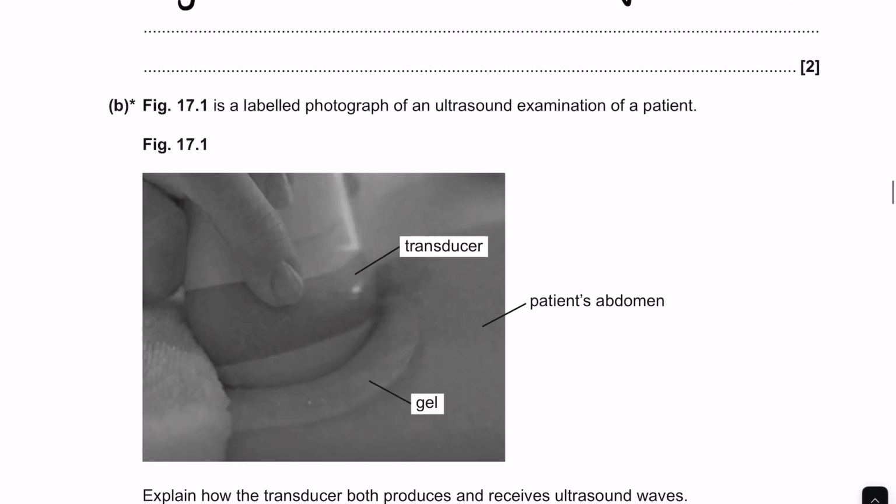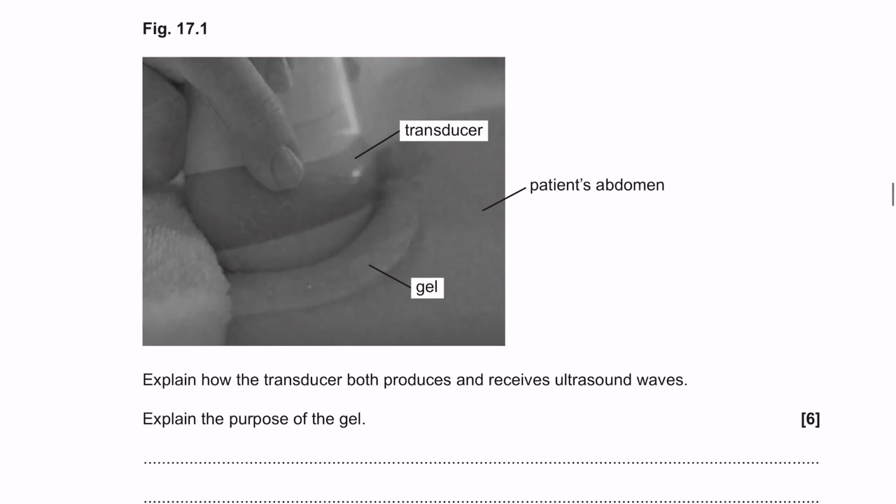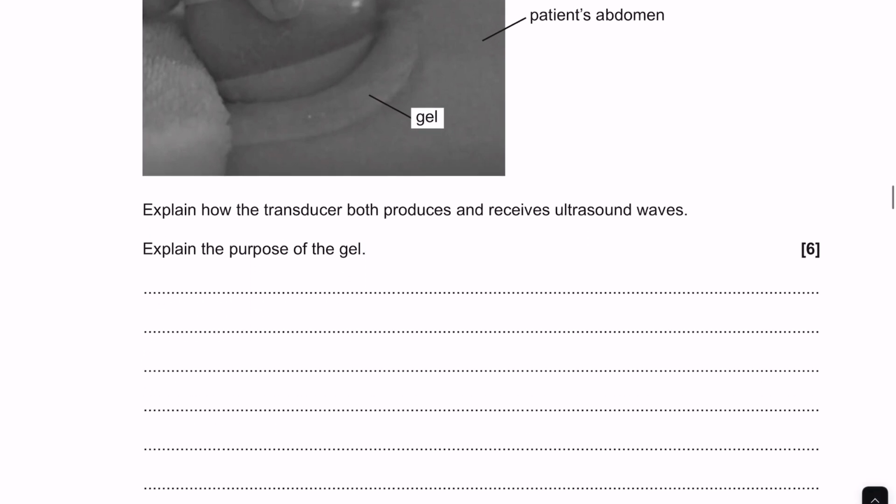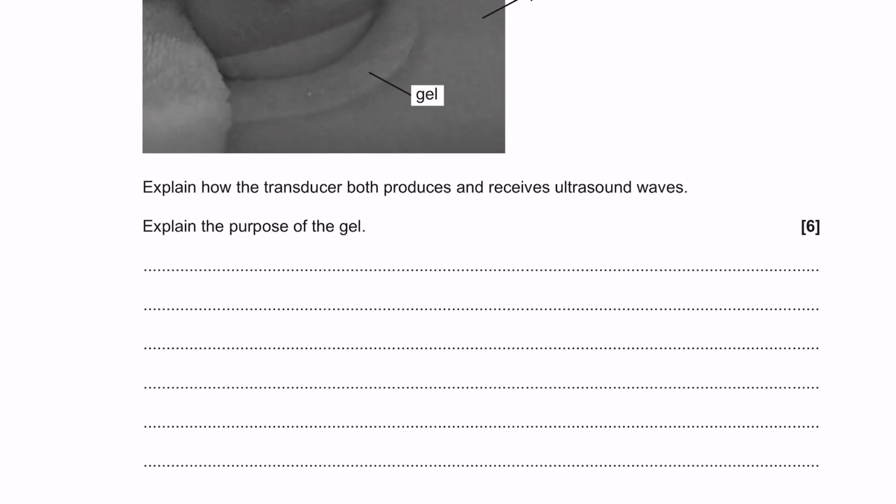Part B says 17.1 is a labeled photograph of an ultrasound examination of a patient, and explain how the transducer both produces and receives ultrasound waves, and explain the purpose of the gel. Okay, so it's a very nice 6 marker if you know your theory, basically.